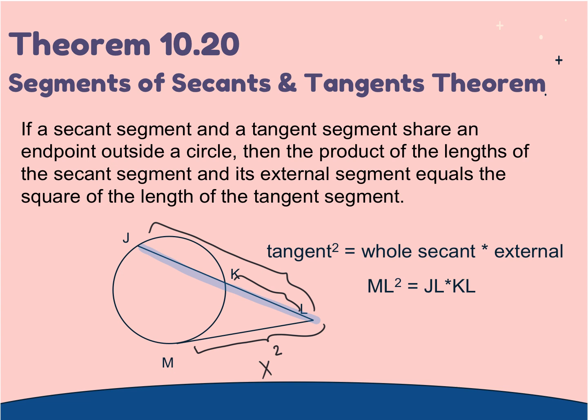If it's secants with secants, it's whole times external in the last slide for both of them. And if it's secant and tangent, then it's the whole times the external segment for the secant. It's going to equal the tangent squared.